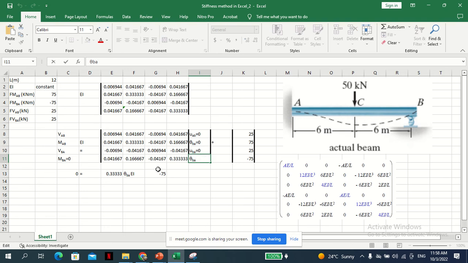Once you know the value here, VA would be this times that plus this times that plus this times that. The beauty is the first three columns will reduce to 0. Only this one is we're going to have something. So 0, this value times this. Of course, don't forget to multiply by EI plus 25. That is your VA. And MAB, you multiply that way. This plus 75. I hope you see the point, and eventually you are able to solve your problem.